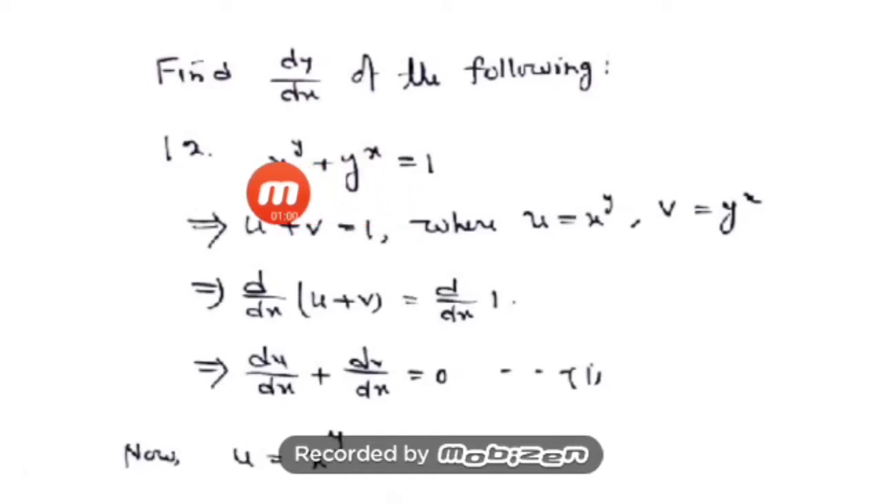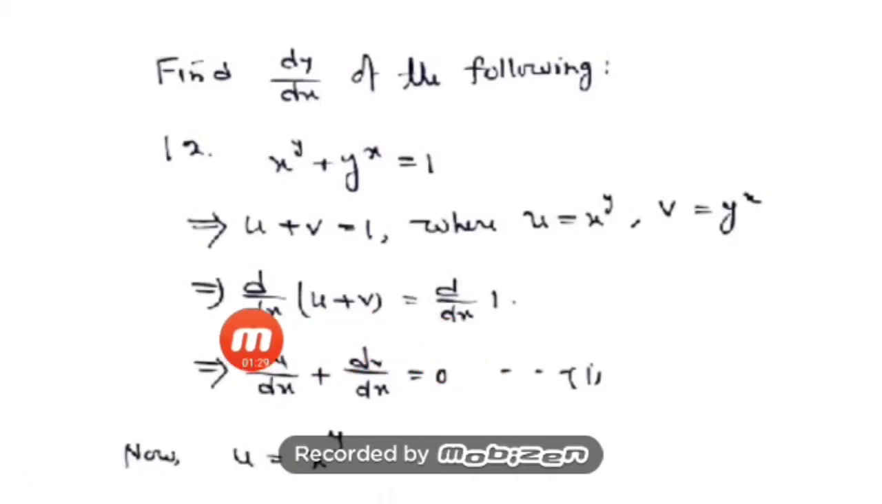So here we cannot take logarithm directly because there is a sum between them. So what are we going to do? We have to use some variables in place of x to the power y and y to the power x. As earlier I just name them u and v. u plus v is equal to 1. What is u? u is x to the power y and v is y to the power x. Now we will take the derivative d/dx of u plus v, and that is equal to d/dx of 1.